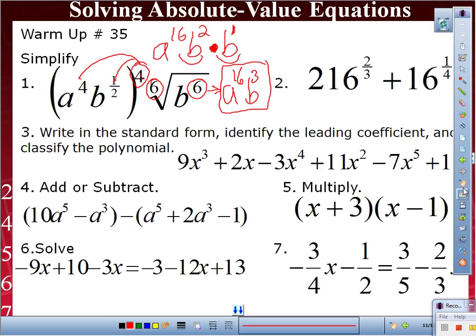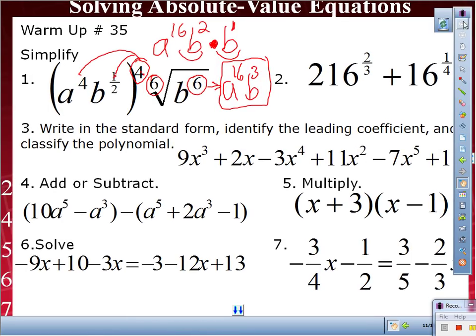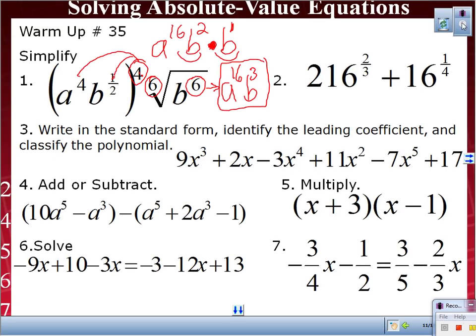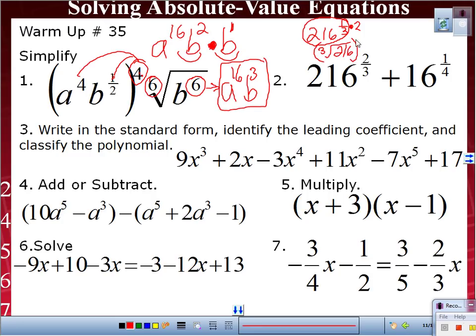Number 2. For number 2, I'm going to rewrite this one first. So this becomes 216 to the 1/3 power times 2. Now, 216 to the 1/3 power, what does that become? That becomes the cube root of 216, and all that to the 2nd power.